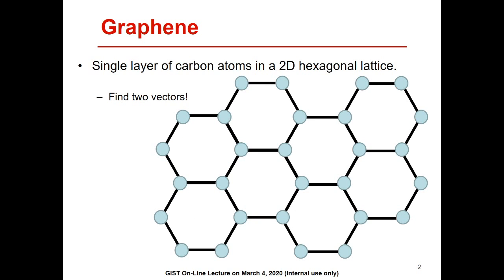Maybe many of you have already heard of graphene. It is a single layer of carbon atoms in a two-dimensional hexagonal lattice. Can you find the lattice and the basis? For a 2D lattice, we need two vectors. Let's find them.